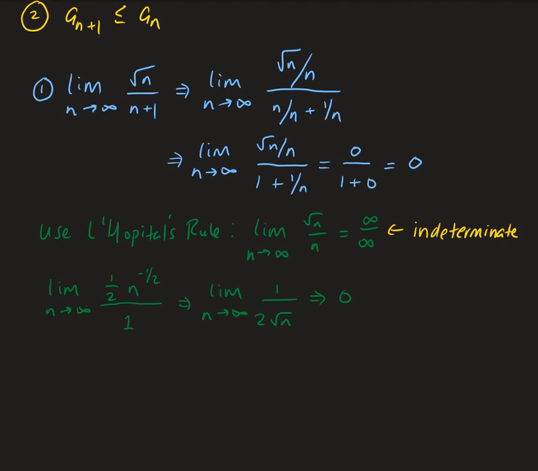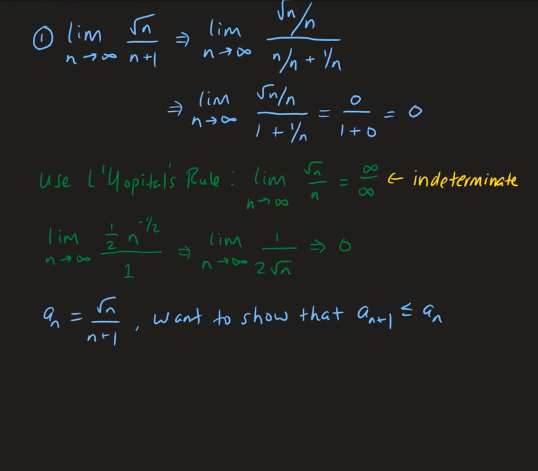So the nth term that we're looking at is root n over n plus 1. Remember, we want to show that the n plus 1 term is less than or equal to the nth term. So that means we need to show that this is decreasing. Or actually, more properly, non-increasing. So we want to show that it's non-increasing.